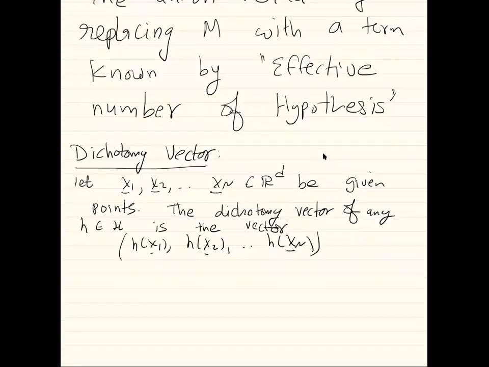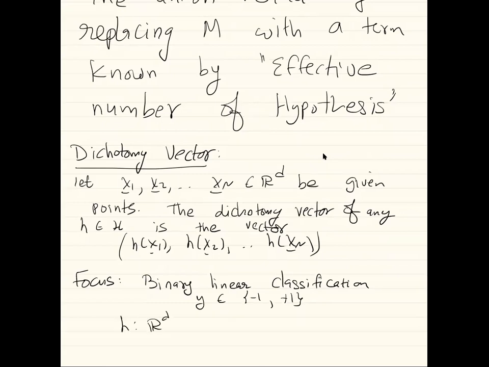Now we will focus throughout on binary linear classification from now on. So our labels will take values plus and minus 1 for simplicity, and so h will be a function from R^d to the set {-1, +1}. As a result, the dichotomy vector will be a vector of this form. Each entry will be +1 or -1, and there will be N of them. So it will be a vector of length N, each element of which is either +1 or -1.